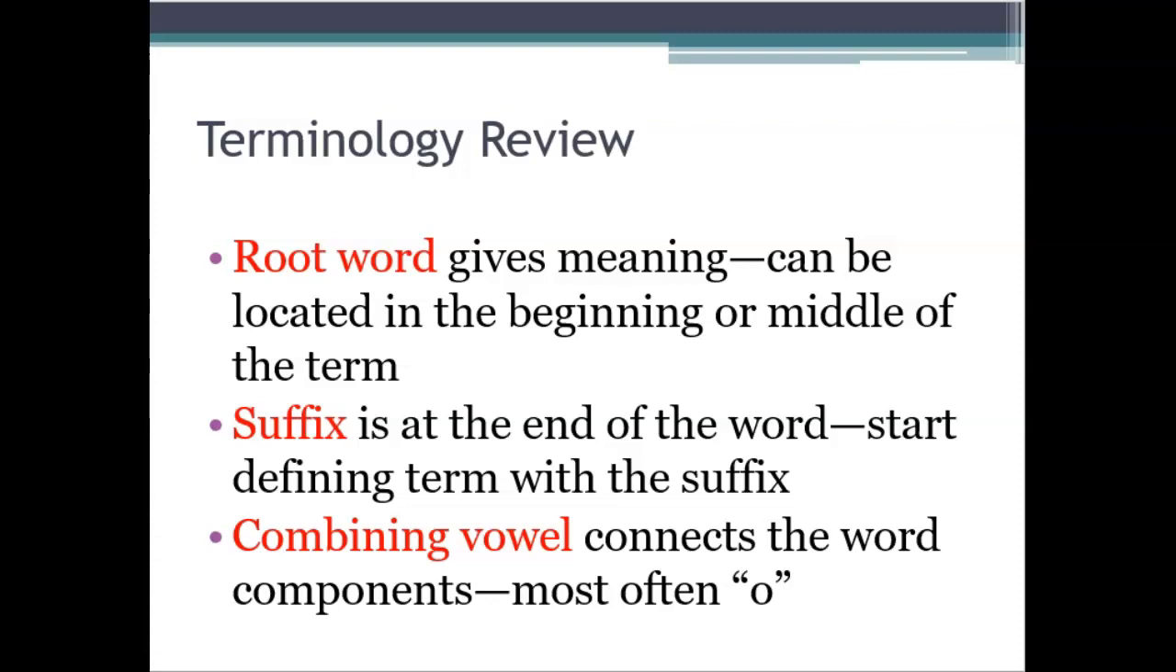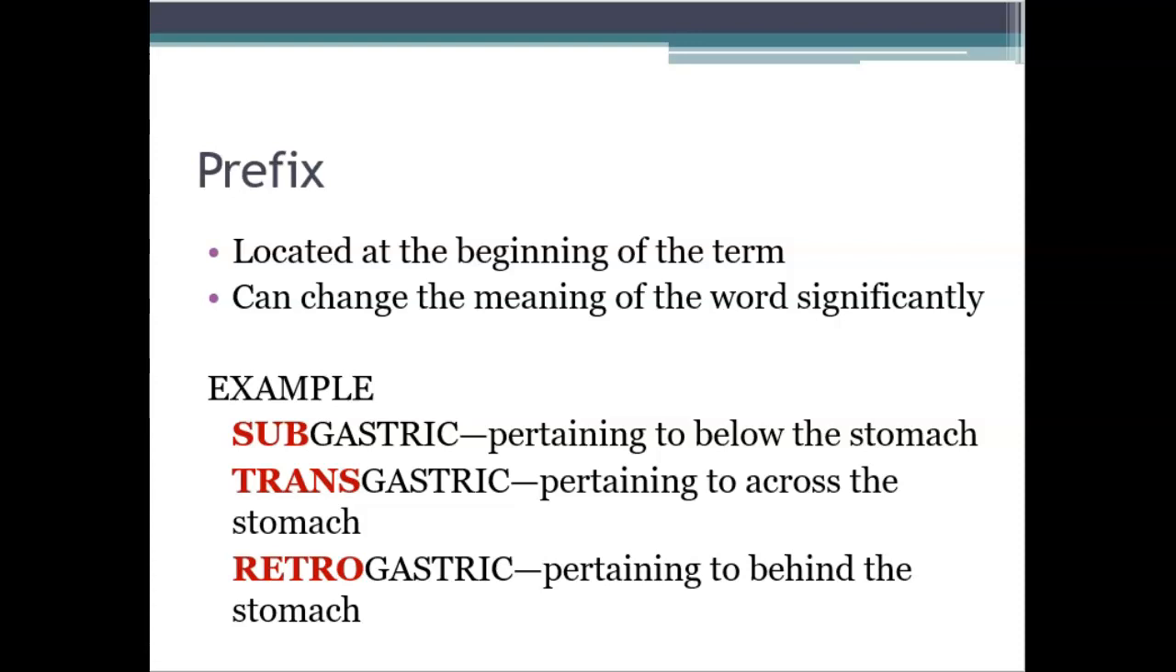Now let's look at prefix, meaning at the beginning. Prefix can change the meaning of the word significantly. So first we had gastric, okay? Now we're putting the word sub in there. So subgastric, pertaining to below the stomach.